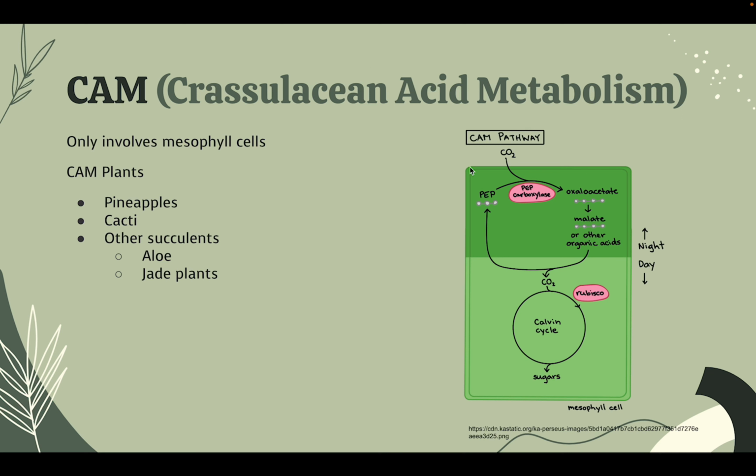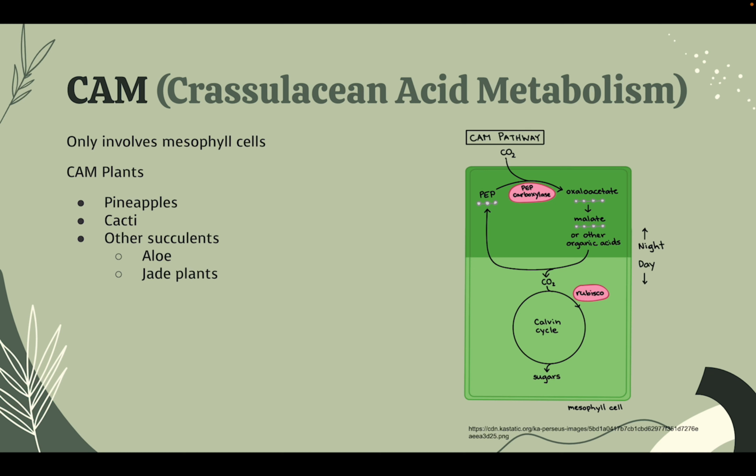So yeah, if you look at it, it's very much similar to C4 photosynthesis. We have our PEP, which becomes oxaloacetate with our CO2, turns into malate or other organic acids, CO2 released at night, where it's safer to open the stomata, and PEP gets returned. So largely the same process as C4 photosynthesis, just temporally separated instead of spatially.